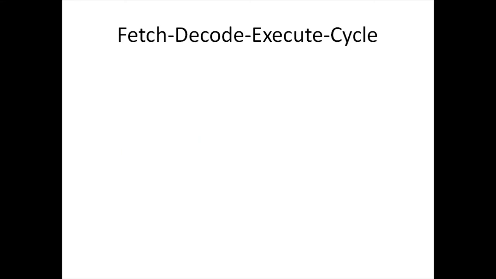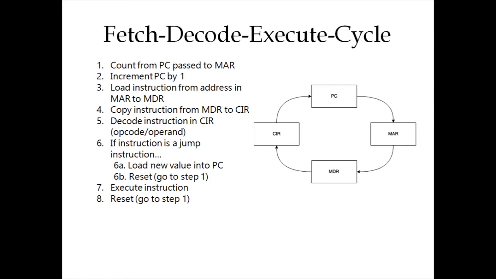Fetch, decode, execute cycle. Von Neumann architecture uses registers to perform this cycle. Firstly, the number stored in the program counter is copied to the memory address register. The number is then incremented by 1. The memory address register stores a list of addresses. The address with the index of a program counter's number is used to load an instruction, which is copied to the memory data register. The instruction in the memory data register is then copied to the current instruction register.